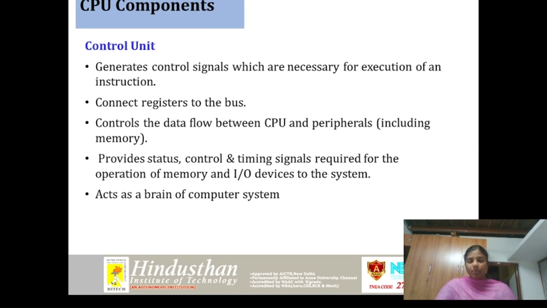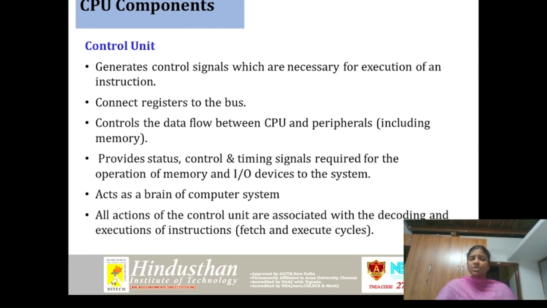Like in a human, everything is activated with the help of the brain. Everything, our body parts and everything, is controlled with the help of the brain. So in the computer, the control unit acts as the brain. All actions of the control unit are associated with the decoding and execution of the instruction, like the fetch and execute cycle, and we will see these fetch and execution steps in the later slides.